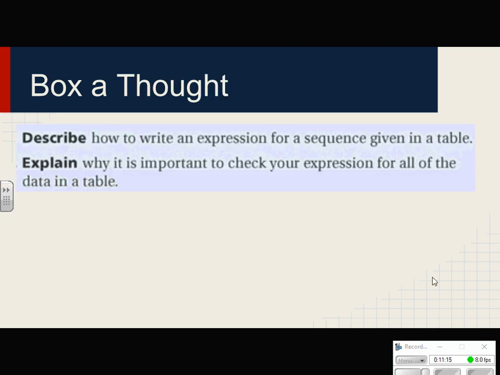All right, here's your box of thought. I want you to try these two with full sentences again in your notebook, and then box them off when you're done, and then move on.